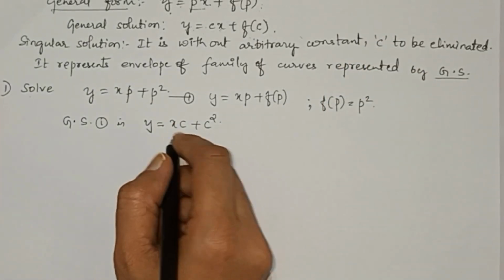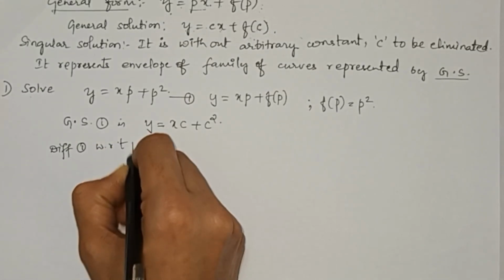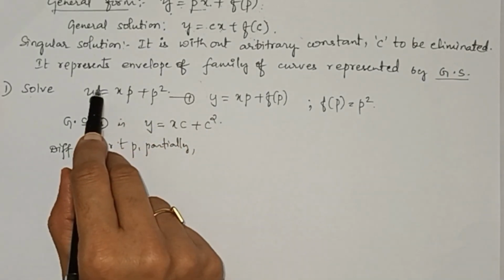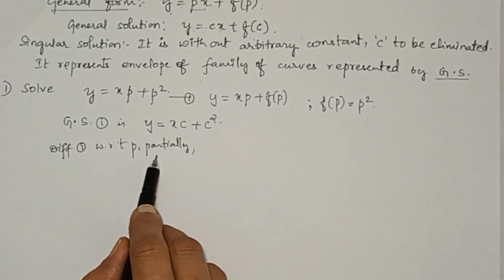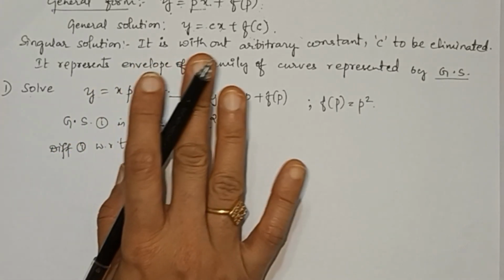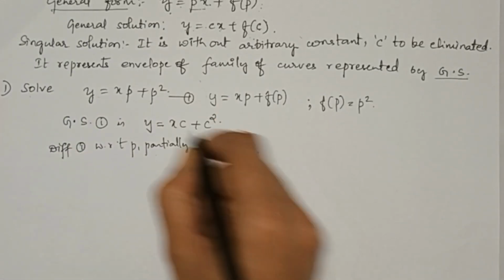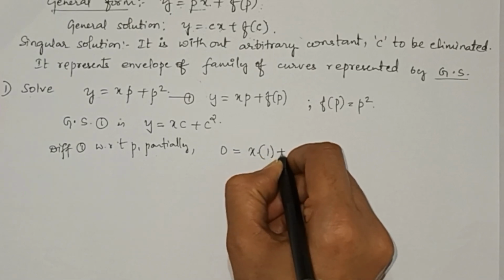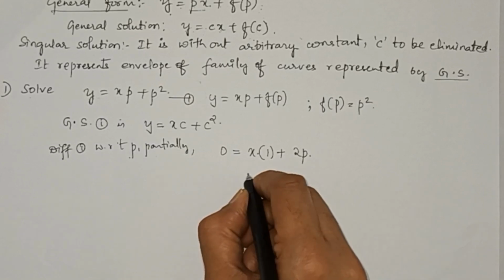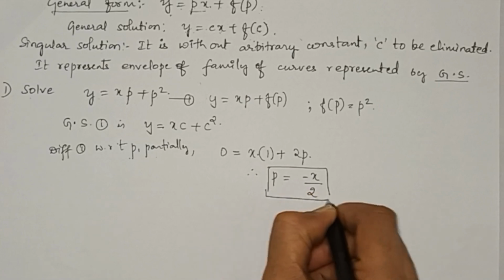See, therefore what you should do is you have to differentiate equation 1 with respect to p partially. This is partial derivatives. You have to differentiate equation 1 with respect to p partially. When you are differentiating with respect to p partially, x and y both are treated as constants. So derivative of y with respect to p is 0, x is a constant, derivative of p with respect to p is 1, plus p square derivative, that is 2p. It is with respect to p partially. So you will get therefore p equal to minus x by 2. So this is the value of p.